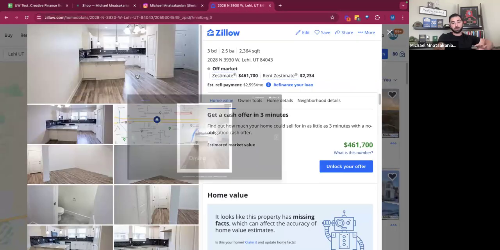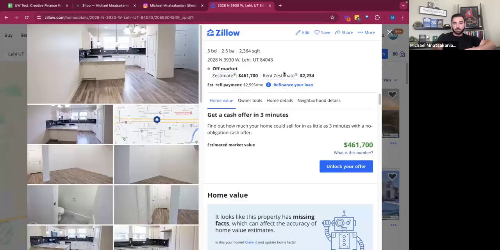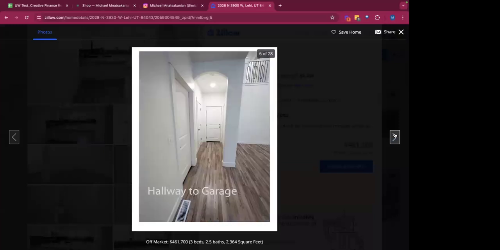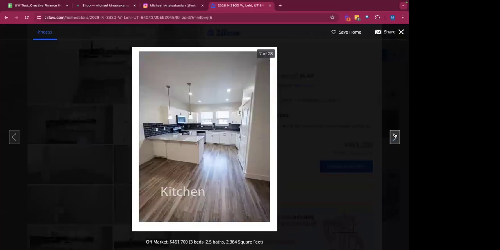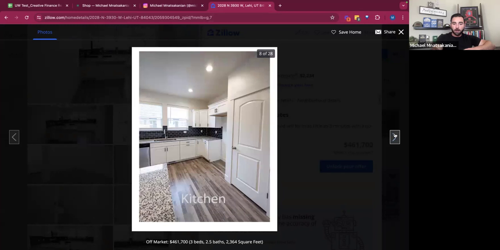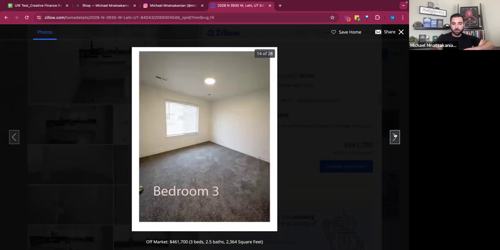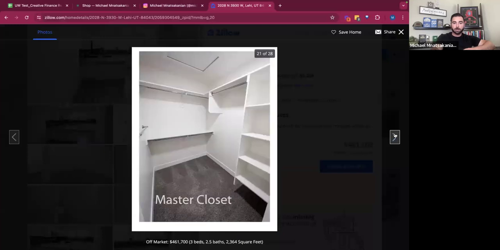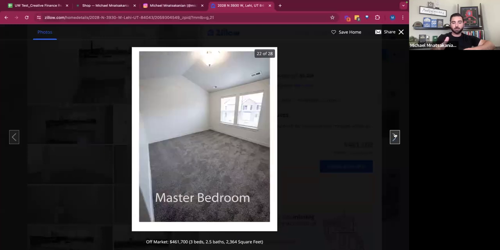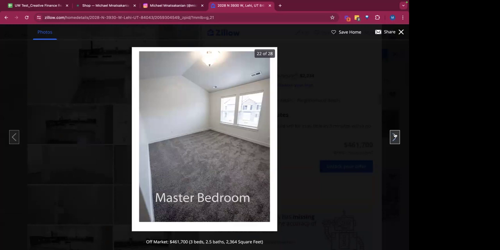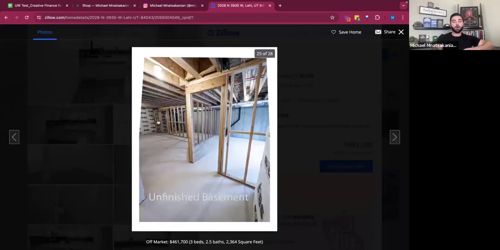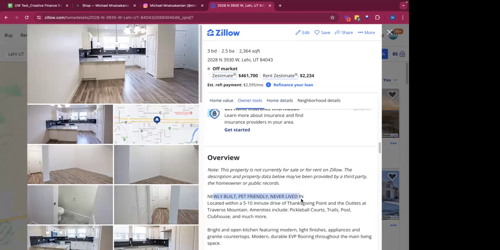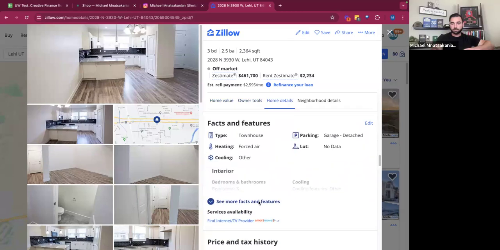So let's look at the property real quickly. Oh wait, this is off market, so this is not an on-market deal. Actually, don't tell me. Let me look at this and I'll probably be able to figure out what the situation is. Okay, so it's pretty nicely renovated, especially for a townhome. It's brand new. It was built last year. Oh, it's a brand new build. I see. Yes, correct. Newly built, never lived in. Wow.